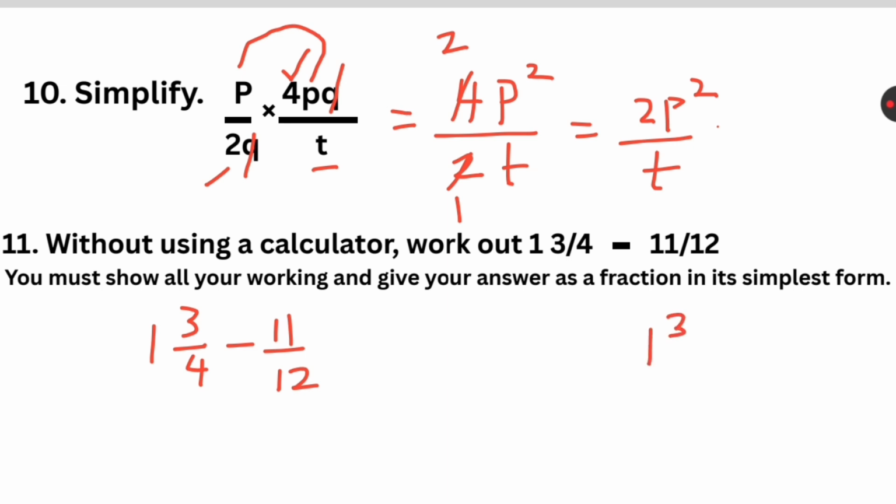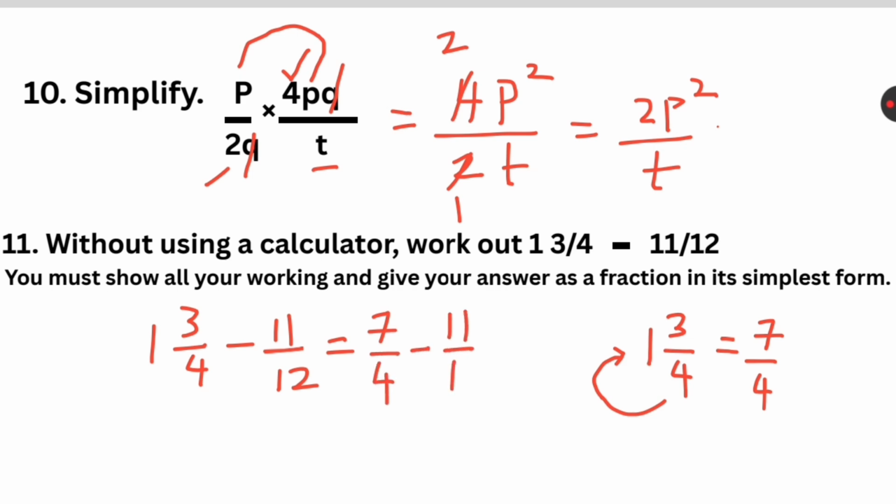Mixed fraction, how can you convert into a fraction? First 4 times 1 is 4, and then to the numerator you have to add 3. So 4 times 1 is 4 plus 3, which gives 7 divided by 4. So that is the mixed fraction converted into a fraction. So let's write 7 over 4 minus 11 over 12. Now observe the denominator numbers. We have a 4 and 12. The LCM of 4 and 12 is 12, isn't it? So let's take 12 as the LCM.